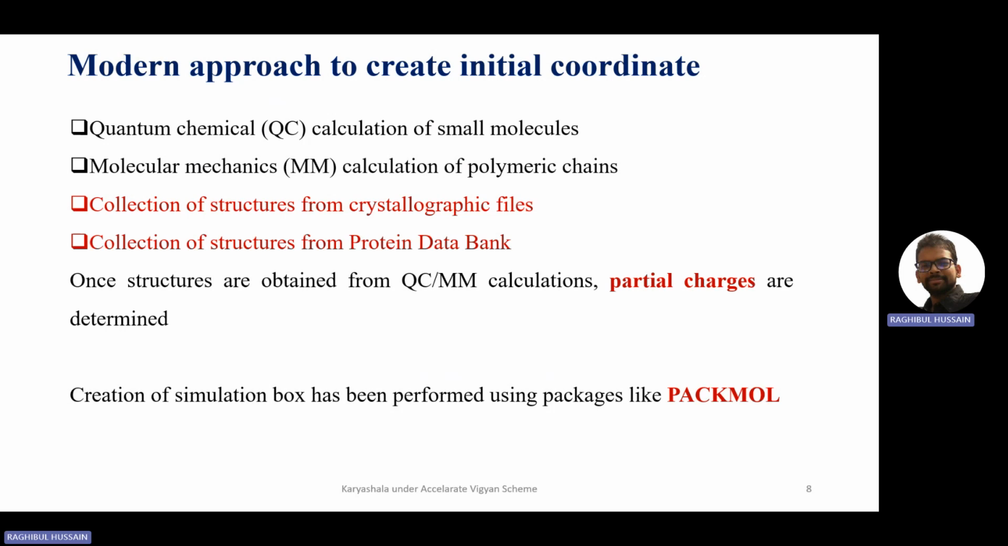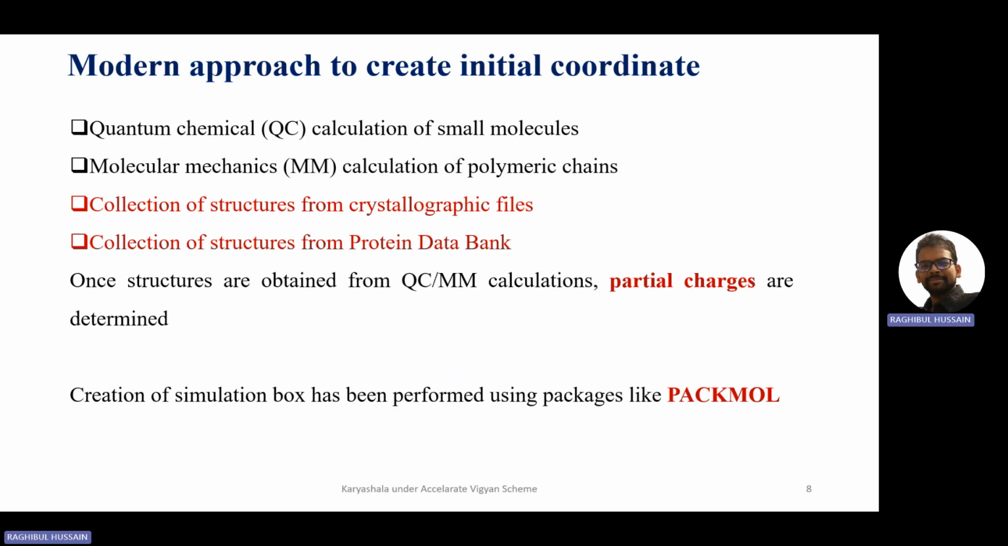There are various ways, like CHELPG, then the AM1-BCC calculation, then the Mulliken charges, etc. And there are particular software packages or lines of code available to extract them from this QC and MM calculation. For a crystallographic file, the partial charges may already be mentioned in the file.